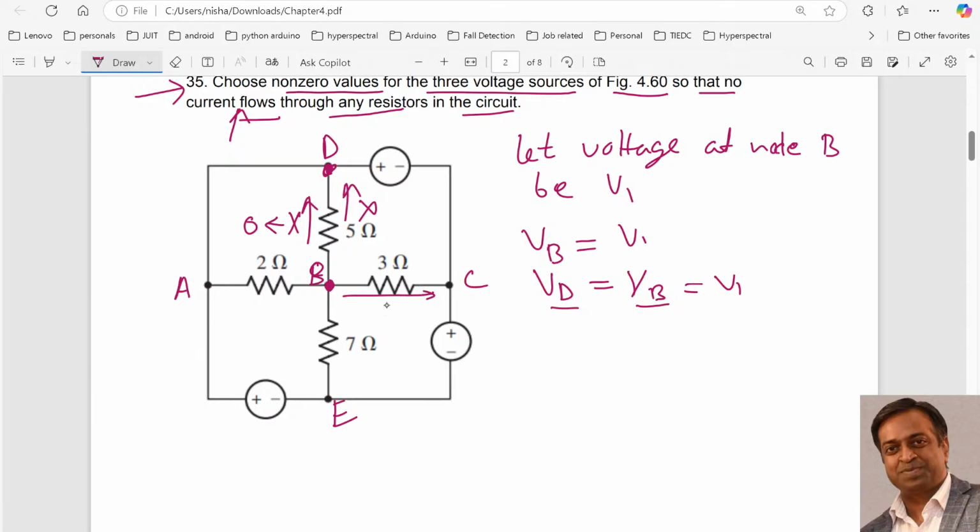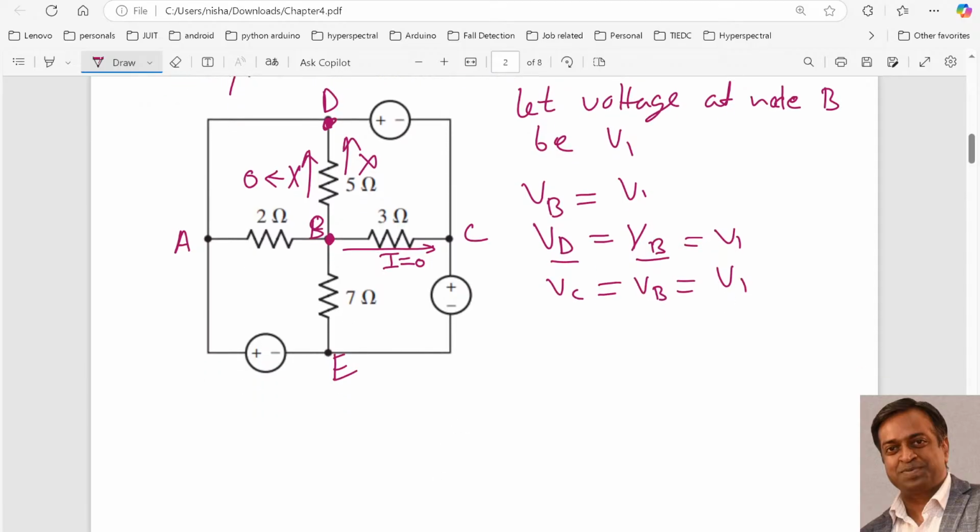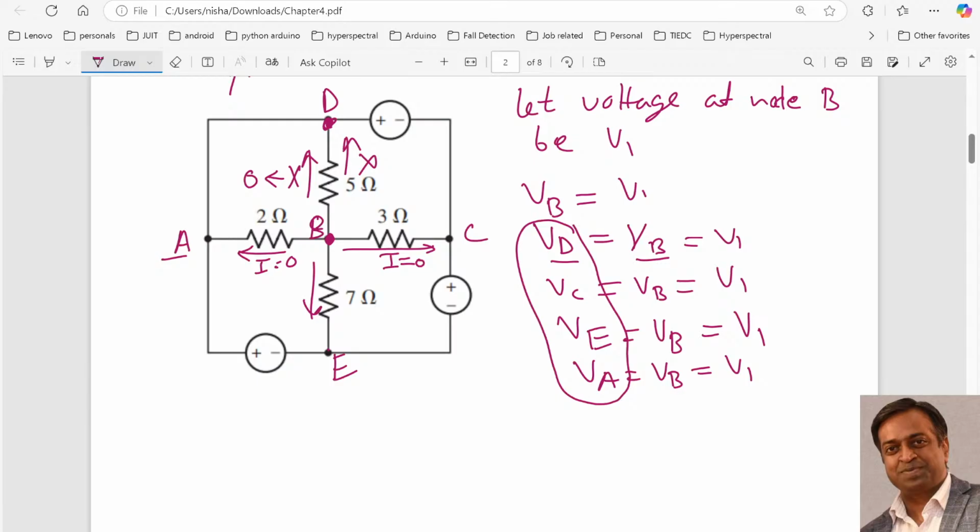Similarly for this, if the current is 0, then it means that VC should also be equal to VB. Similarly for this E, if this current is 0, it means VE should be equal to VB, means VE is V1. And similarly for A, if this current is 0, then VA should be equal to VB, means V1. It means that all the node voltages including VB should have the same potential, right? Then only there will not be any current.